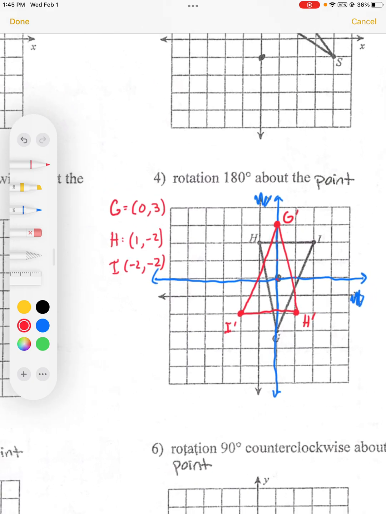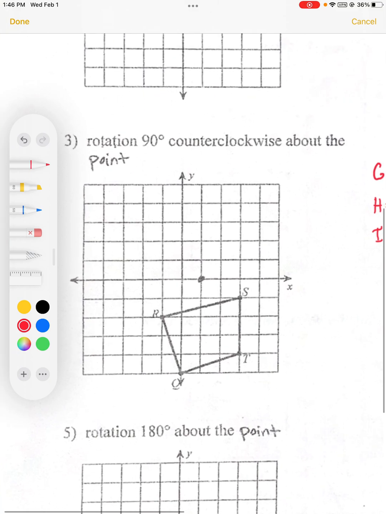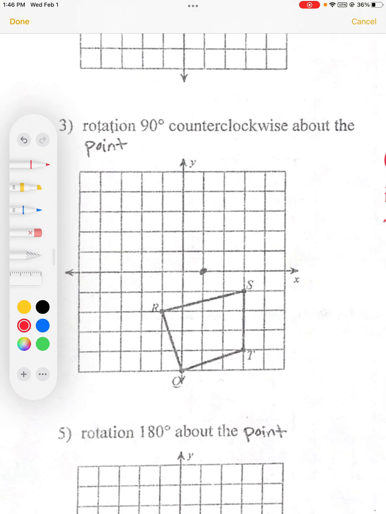So that is one way to do this. We're going to use number 3 as our example of how to do the other method, that does not involve flipping our paper around. I call this method the slopes. We are going to use the slopes of the line.